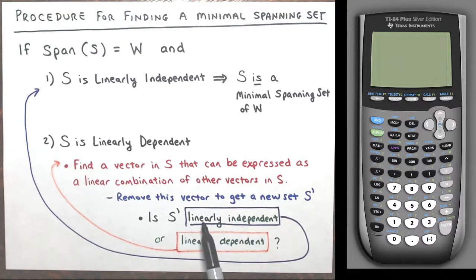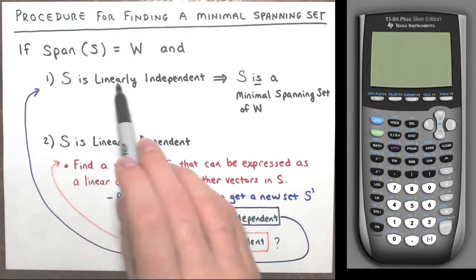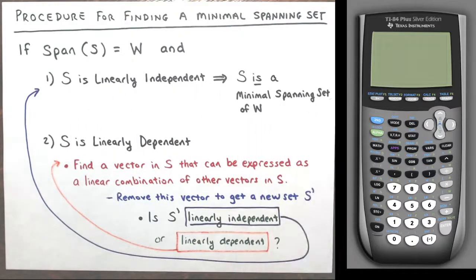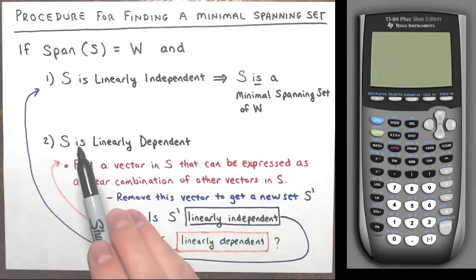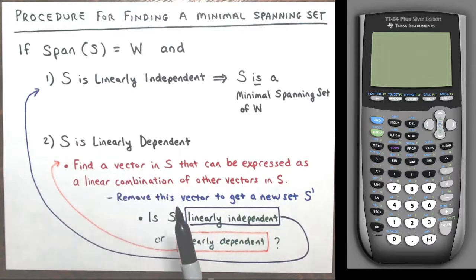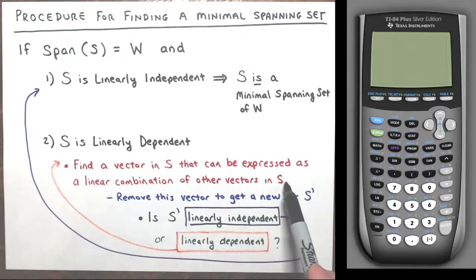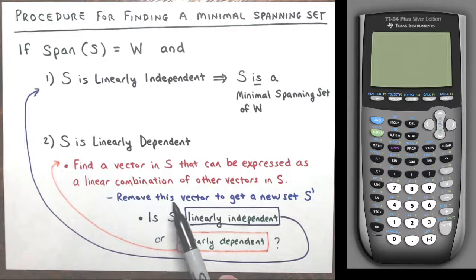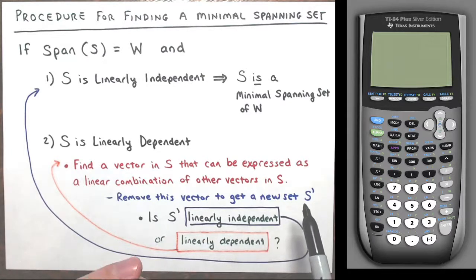If S prime is linearly independent, then S prime would be a minimal spanning set of W. I know I didn't write S prime here. But if S prime is linearly dependent, then I start this process over. I'll find a vector in S prime that can be written as a linear combination of other vectors in S prime. I'll remove that vector and get an even smaller set, maybe called S double prime, and then ask the same question. And I keep doing this until I get a linearly independent set.